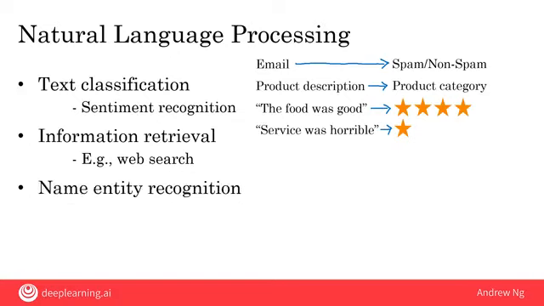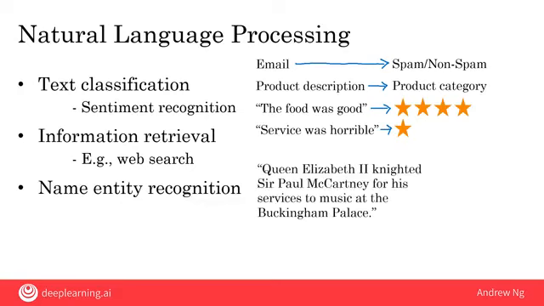Named entity recognition is another natural language processing technology. Let's illustrate it with an example. Say you have this sentence and you want to find all the people names in this sentence. So Queen Elizabeth II is a person, Sir Paul McCartney is a person. So in the sentence, Queen Elizabeth II knighted Sir Paul McCartney for his service to music at the Buckingham Palace, it would be a named entity recognition system that can find all the people's names in a sentence like this.